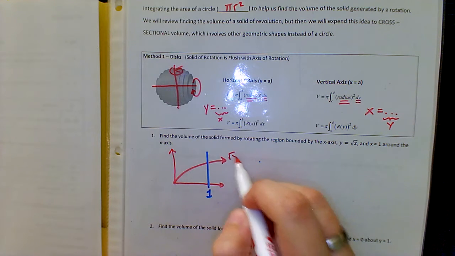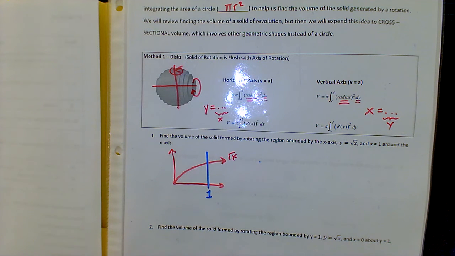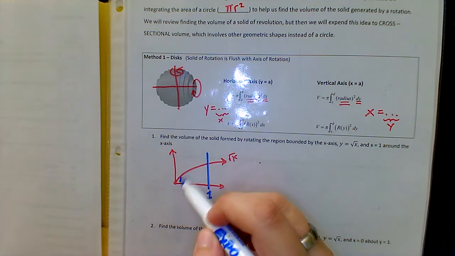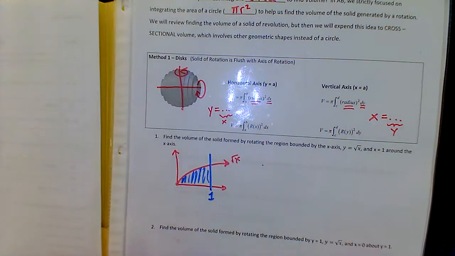So we want the region bounded by these two graphs and the x-axis. So if we were to shade in that region, that would be this guy.